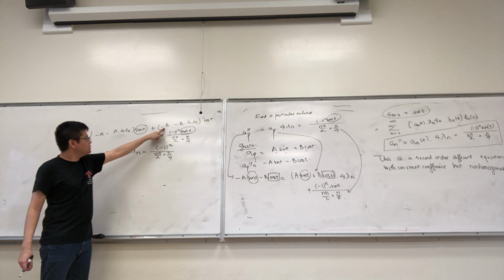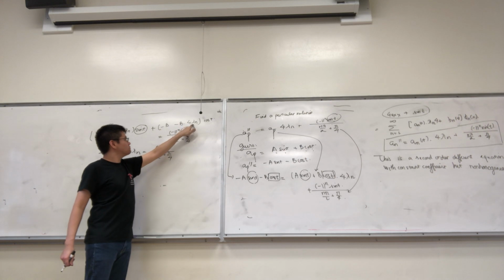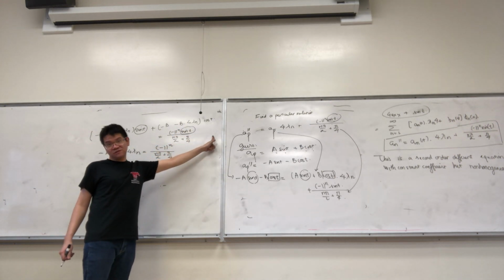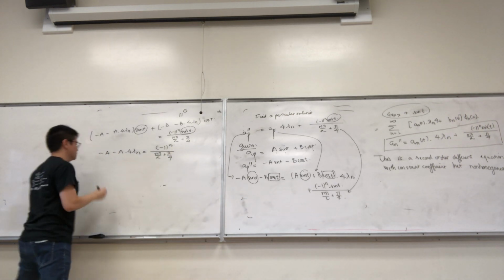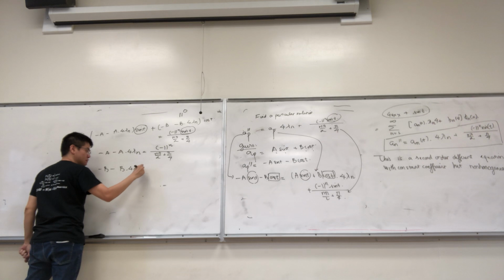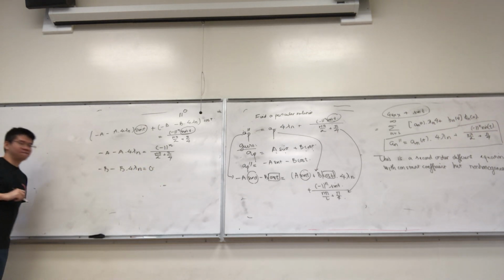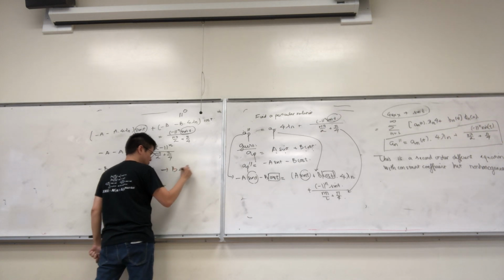So here you have minus b 4 lambda n, but here you don't have cosine, which means that this guy is 0. So this guy is 0, right? Meaning that b is 0.